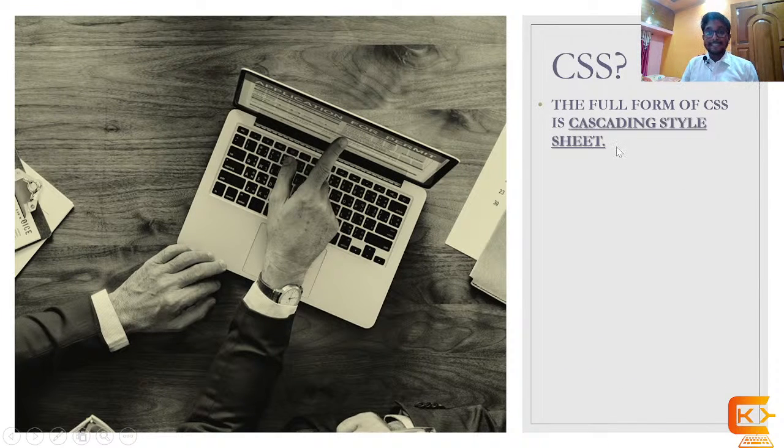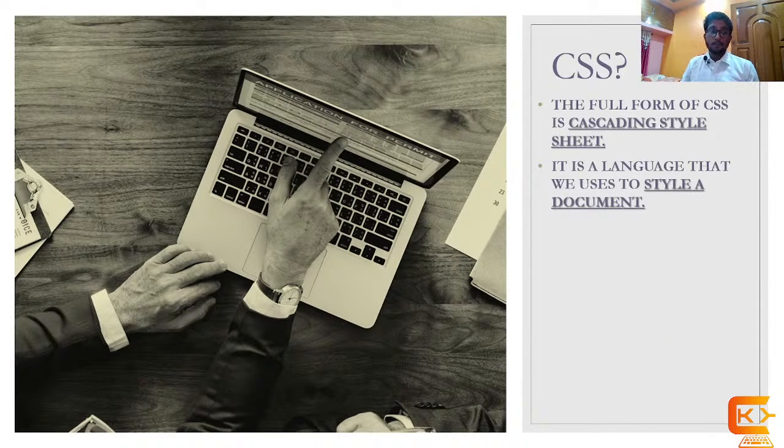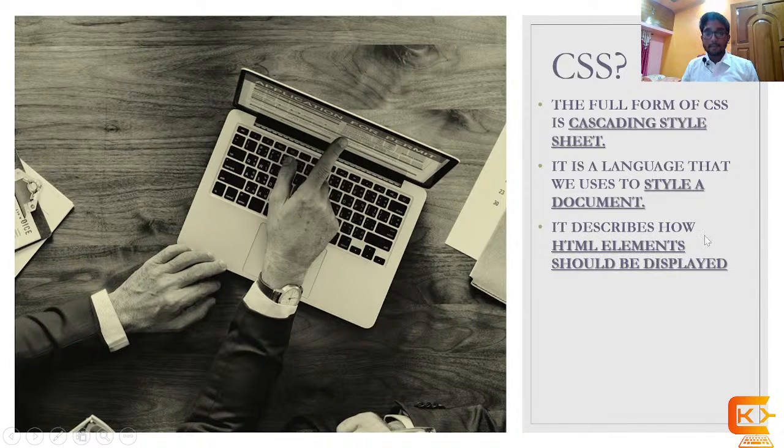The full form of CSS is Cascading Style Sheet. How is it useful to us? Let me tell you that it is a language. As HTML is a markup language, CSS is also a language that we use to style our document, and it describes how HTML elements should be displayed. We all know that when you're using HTML, you take the help of elements. There are various types of elements, right? So we use those elements, and with CSS we design them, that is, how HTML elements would be displayed in an organized way.